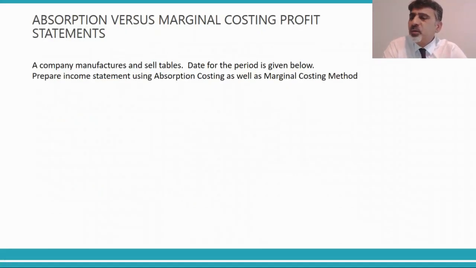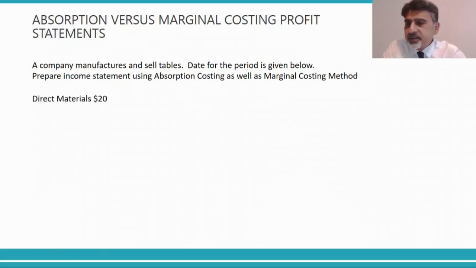Now let's start with an example. If we want to understand it clearly, let me give you a very simple, very basic example. It says that a company manufactures and sells tables. Data for the period is given below. Prepare an income statement using absorption costing as well as the marginal costing method. So we just created some hypothetical data, and based on that data we will make our income statement under absorption costing and under marginal costing, and we will see if there is any difference in profit, and we will find out why there is a difference in profit in the two income statements.